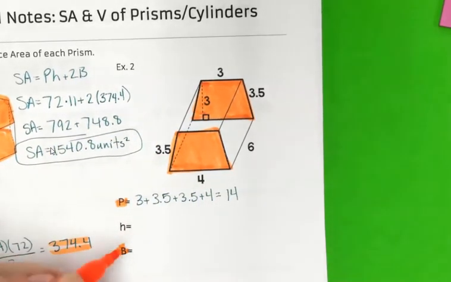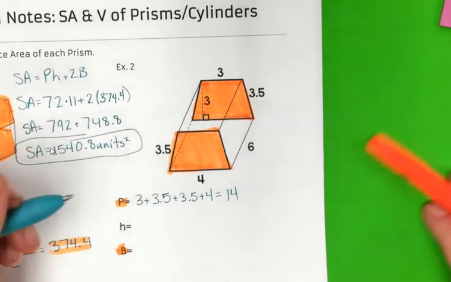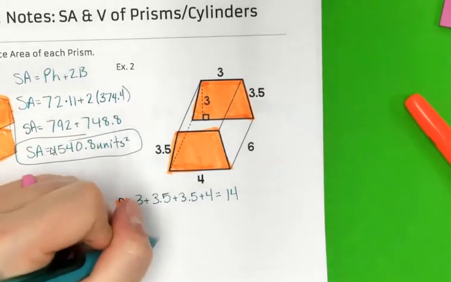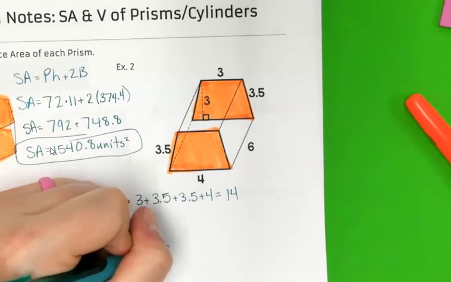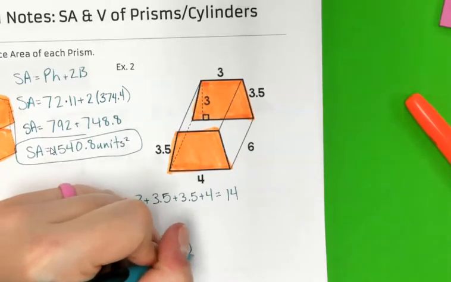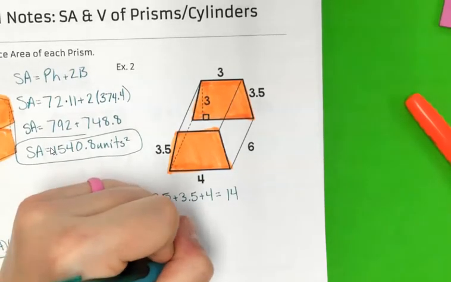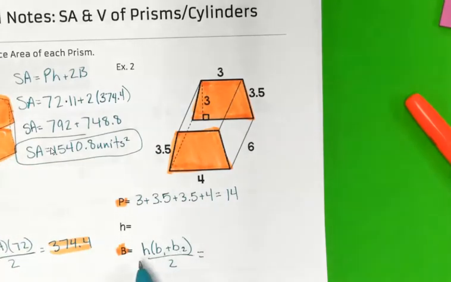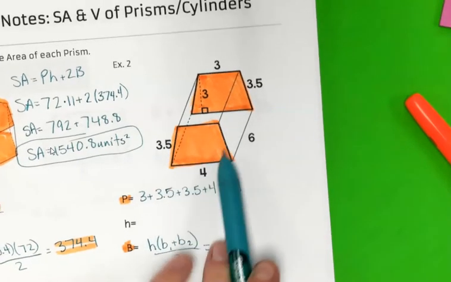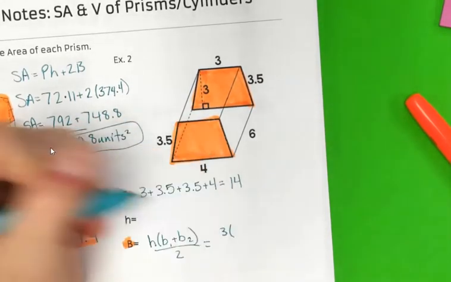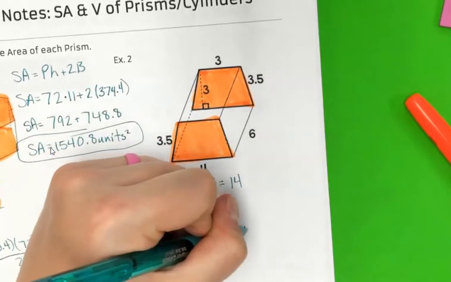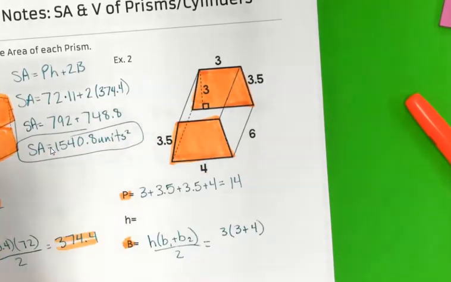Now we need the area of that base, which is on your formula chart, and this is the formula for this. We have all of these numbers that we need. Our height, this is confusing. This h is different than this h. So we are just looking at this 2D trapezoid right here. The height for that trapezoid is 3. Our two bases are 3 and 4. Do you see where that came from?